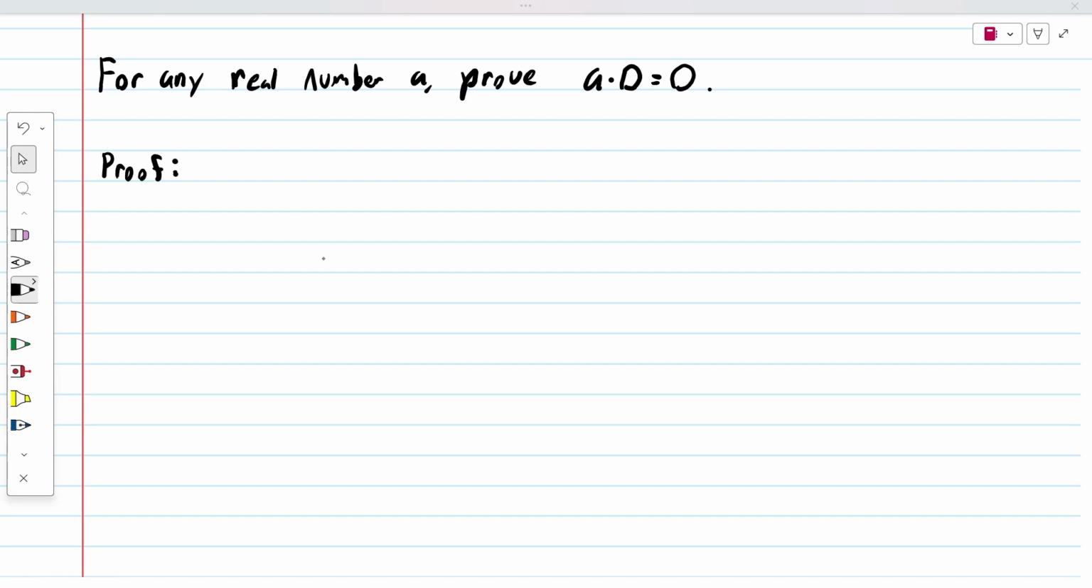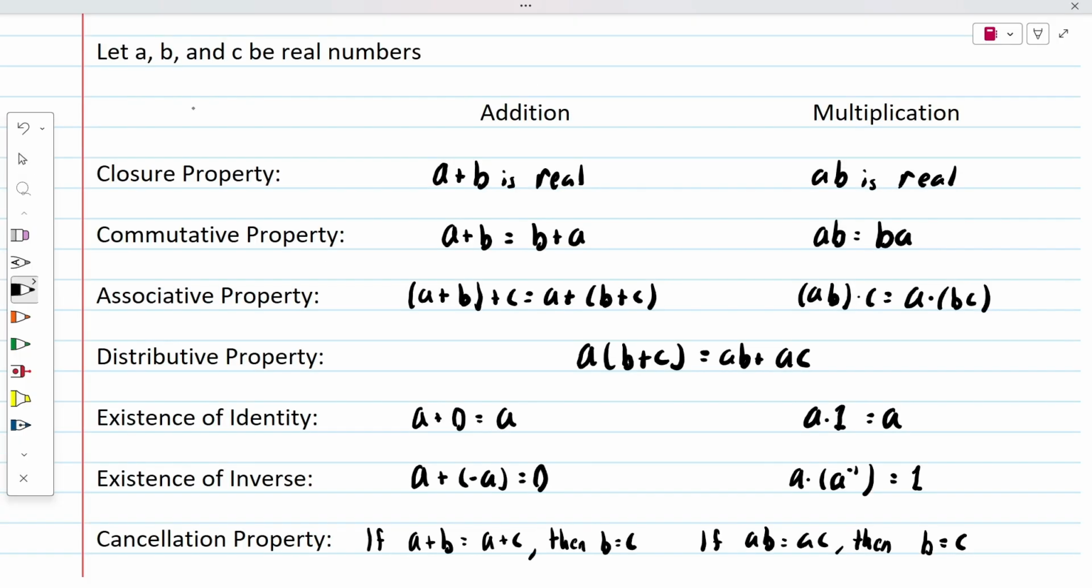In this video, we're going to prove that any real number times 0 equals 0. Now, it seems like an obvious statement that we know is true, but how can we prove it using properties that we already know? These are the fundamental properties of real numbers that we're going to assume we know, and we're going to use these to prove the statement.